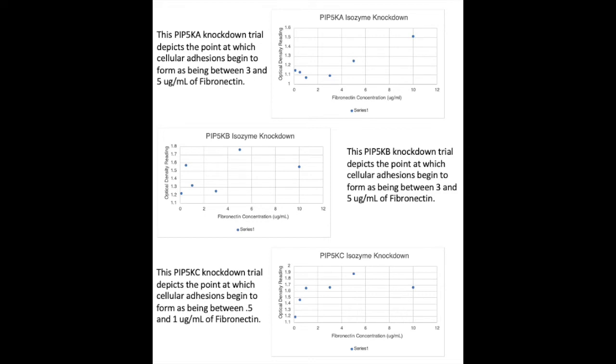Once the cells have been lifted with the deoxychlorate and the color is in the solution, not in the cells anymore, I do an optical density reading of these cells, and I record the optical density and compare it to the fibronectin concentrations for each different isozyme knockdown. This little section here includes the data of the most recent trial that I completed.